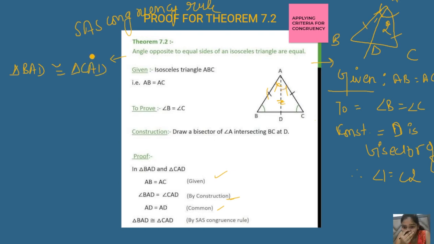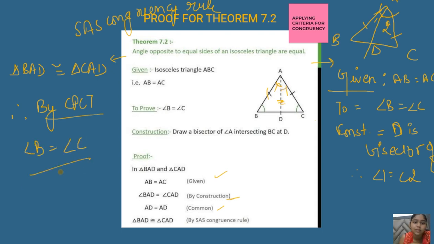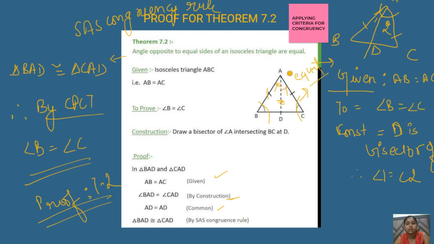So what we have to prove is that angle B is equal to angle C. This is very easy. I told you about the CPCT. So by corresponding parts of congruent triangles we can say that angle B is equal to angle C. This is the proof of the particular theorem 7.2. Right, so this is very easy. You just have to prove the two triangles to be congruent, and once it is done you can just consider them equal by CPCT. Okay, so this is theorem number 7.2.